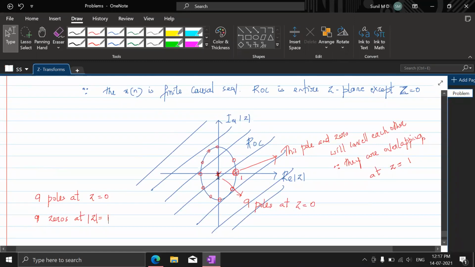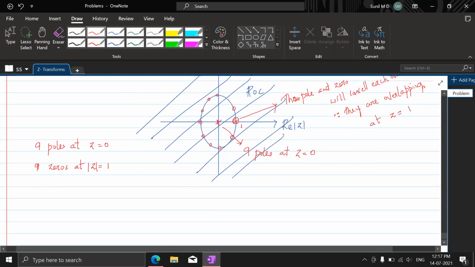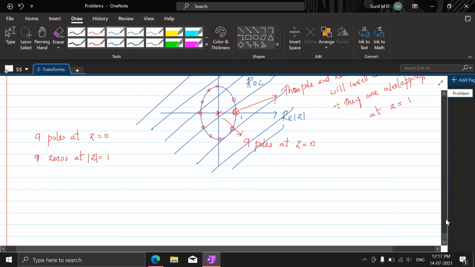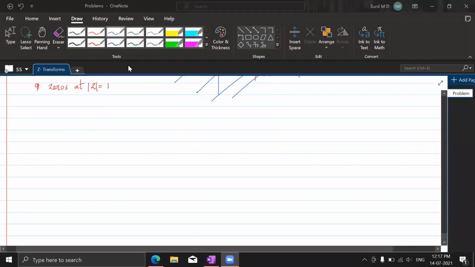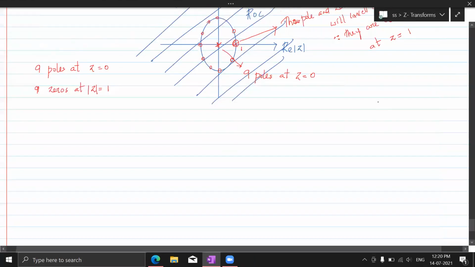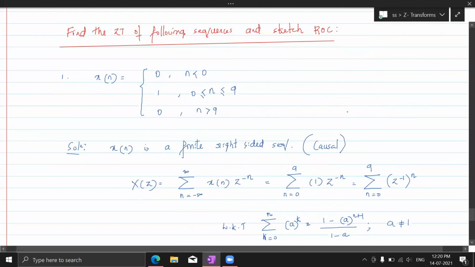So these are 9 poles overlapping on one another. In the same place there are 9 poles, and there are 9 zeros, except this 0 and pole, because this pole and 0 will cancel each other, since they are overlapping at z equal to 1. Fine, so this is how we have to do it. They have given us the second problem in this way. Let's take the second problem now.